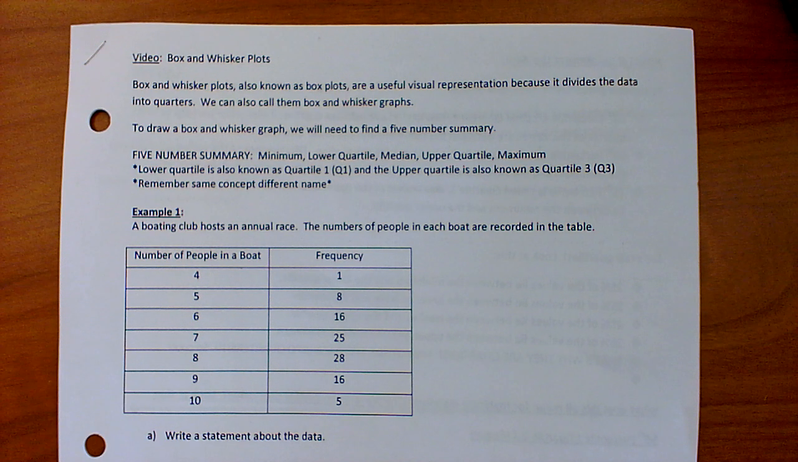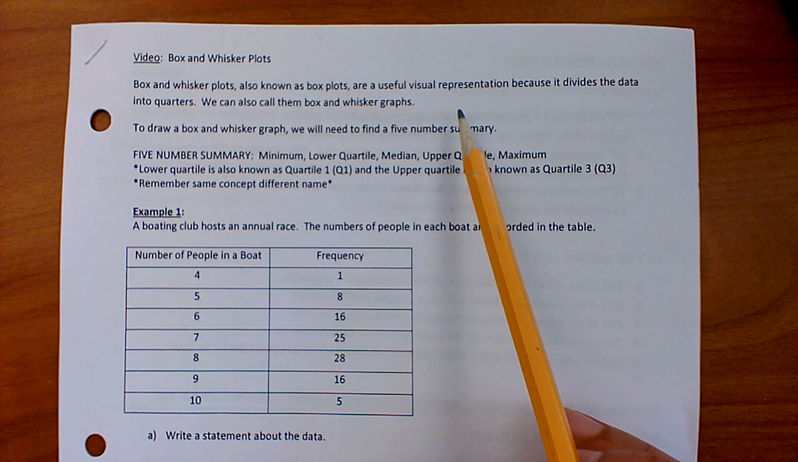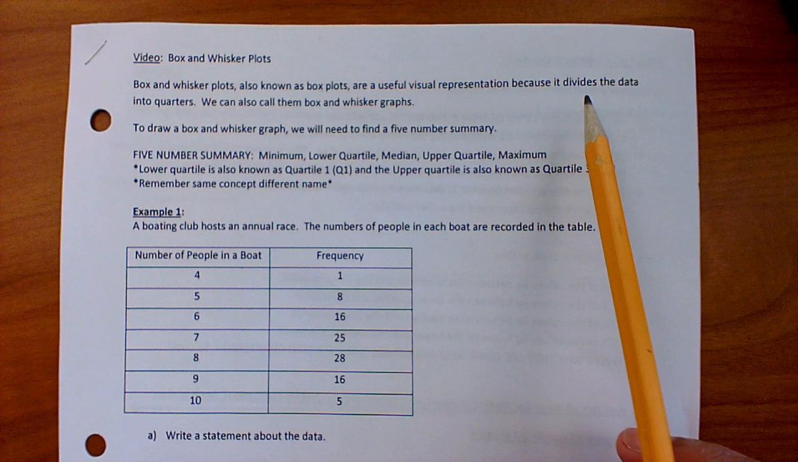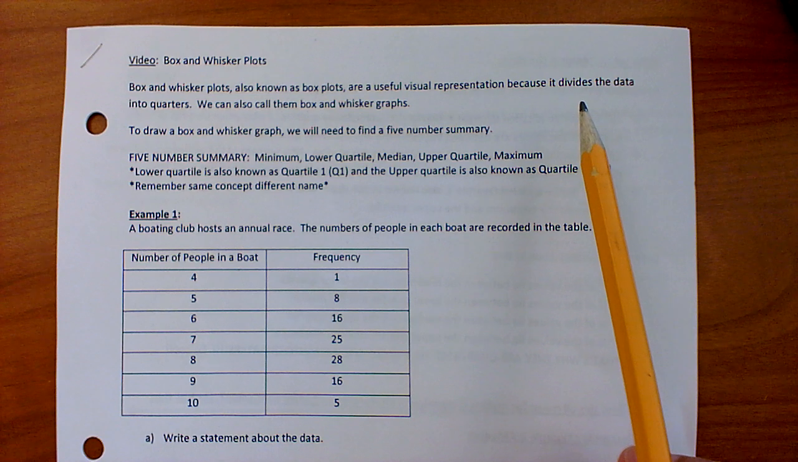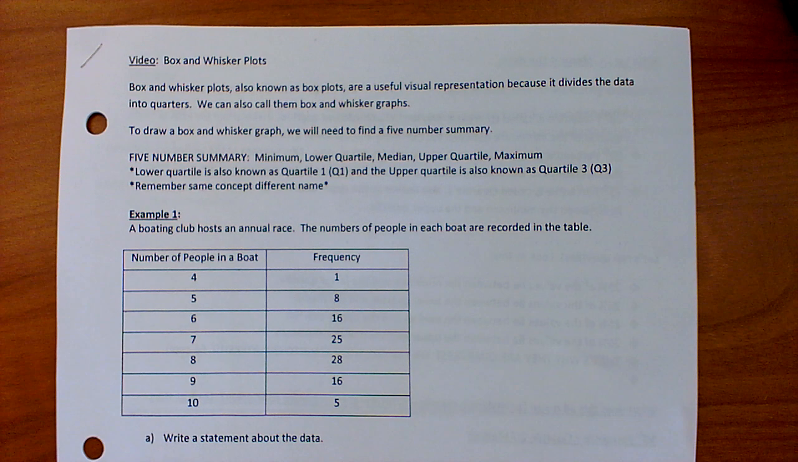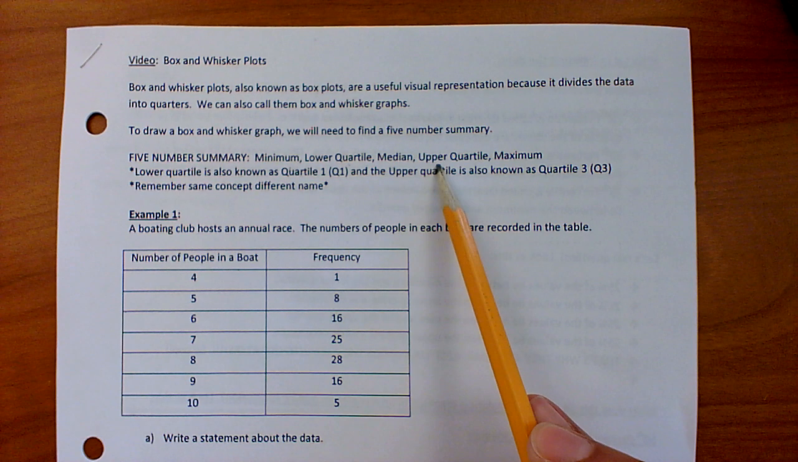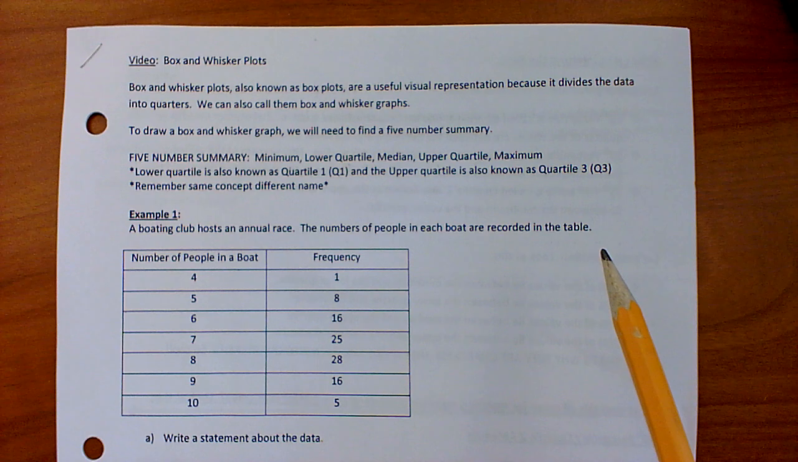So here we go. Box and whisker plots, also known as box plots, are a useful representation because they divide the data into quarters. We also call them box and whisker graphs. To draw one, we will need a 5-number summary. What is a 5-number summary? It has the minimum, lower quartile, median, upper quartile, and maximum. All of these can be found using your graphing calculator.